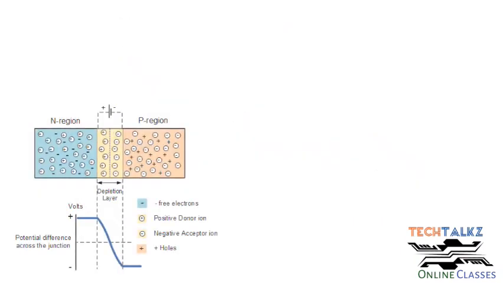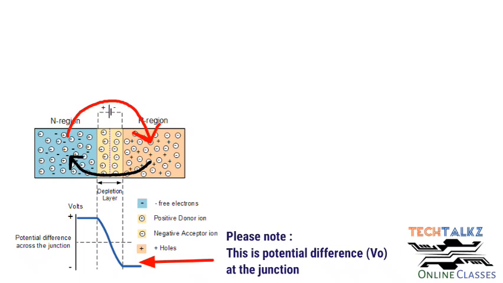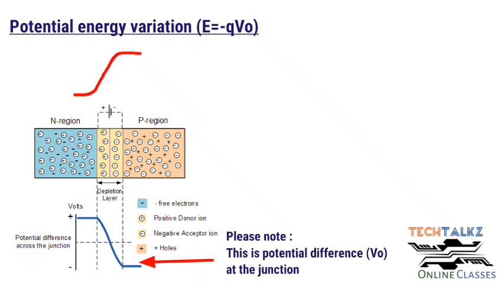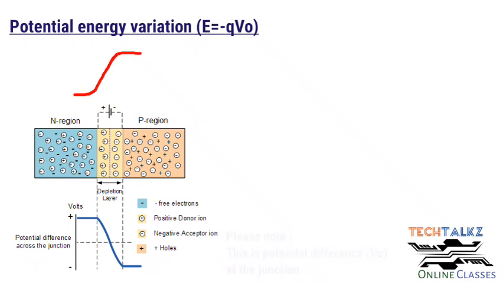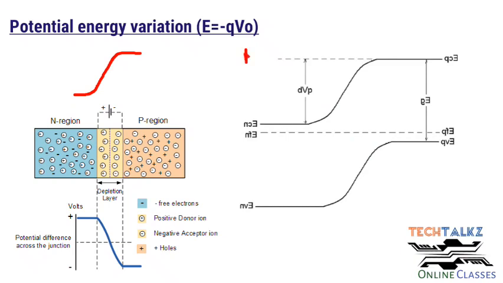Okay. Suppose this region is N and this side is P. I just reversed it. Here also the migration of charges, the electrons will migrate from here to here, and holes will move from here to here. Okay. So the potential energy variation will be like this. It gets reversed. So the band diagram also varies like this. So in both cases, the band bending will be there, and it is a very smooth curve based on the accumulation of charges.